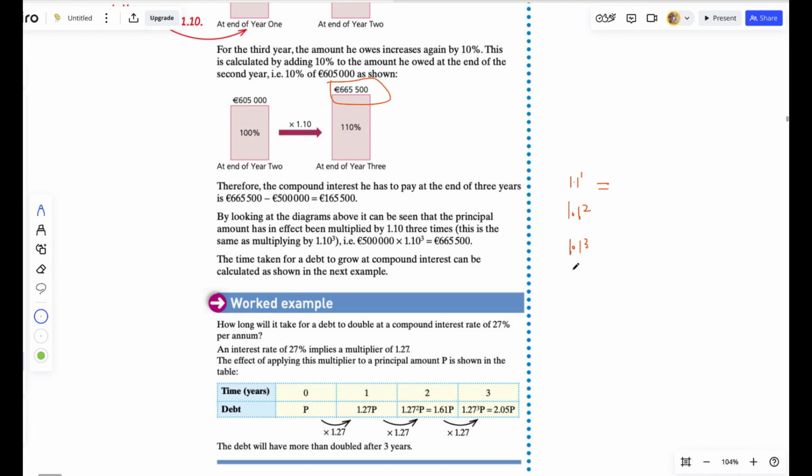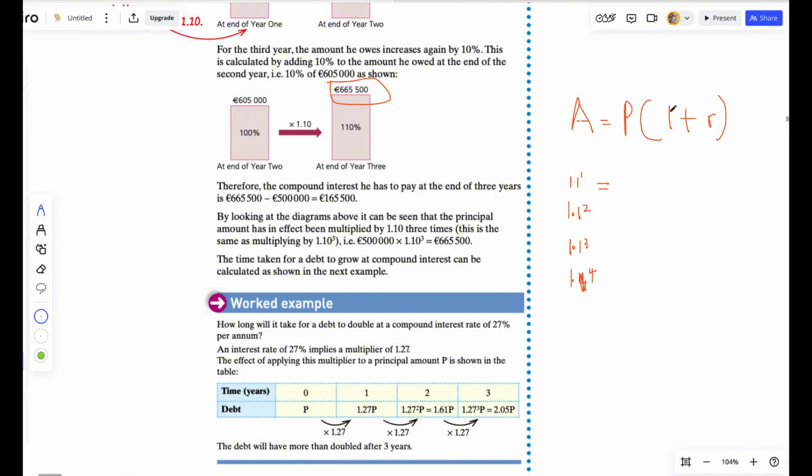For fourth year is 1.1 raised to power 4. So that's how this thing came about in this formula. 1.1 raised to power 4 for fourth year. Now that's how the compound interest formula, A is equal to P, the principal, times 1 plus the rate, whatever rate they gave you, raised to power n. This is how it came about.